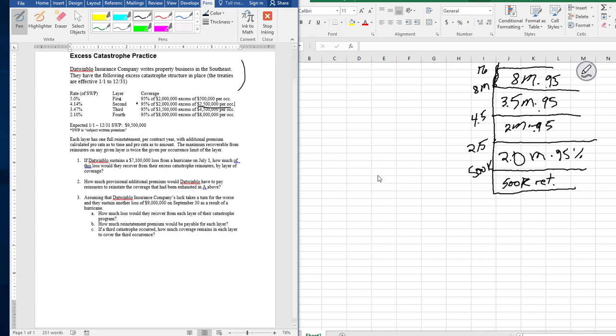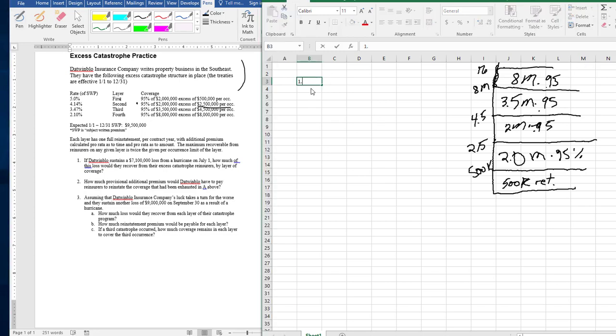So I'd like to go ahead and do this here in Excel. So we'll say this is number 1. We'll start with the first layer, second layer, third layer, and the fourth layer. The loss was 7.1 million. So let's run this loss through our graph here. So we have a $7.1 million loss. So it goes well into the third layer, but not into the fourth layer. So the first layer, it blows all the way through, as you can see my cursor highlighting here.